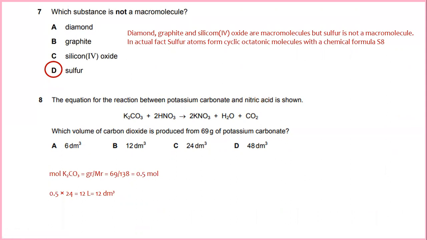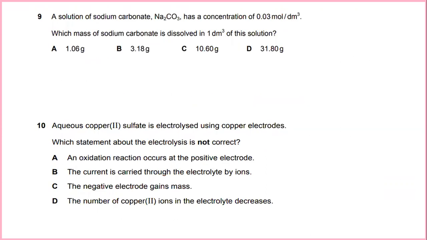The equation for the reaction between potassium carbonate and nitric acid is shown. Which volume of carbon dioxide is produced from 69 grams of potassium carbonate? The answer will be B, 12 decimeter cube.